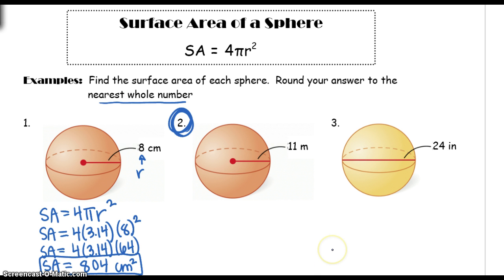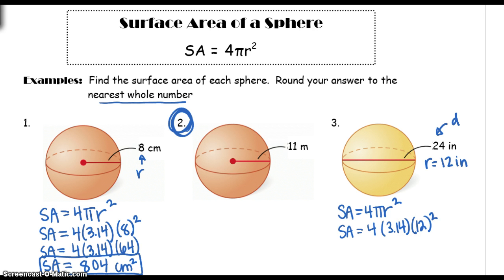Let's look at 3. Now, number 3 is different than 1 because this right here is not a radius. It is a diameter. And remember, the radius is half of a diameter. So if the diameter is 24, our radius is going to be 12 inches. So if the surface area is 4 pi r squared, we're going to substitute our 12 in for our r. So surface area is 4 times, now it says we get to round to the nearest whole number, so I'm going to use 3.14 in place of my pi. And I'm substituting in my 12 squared.